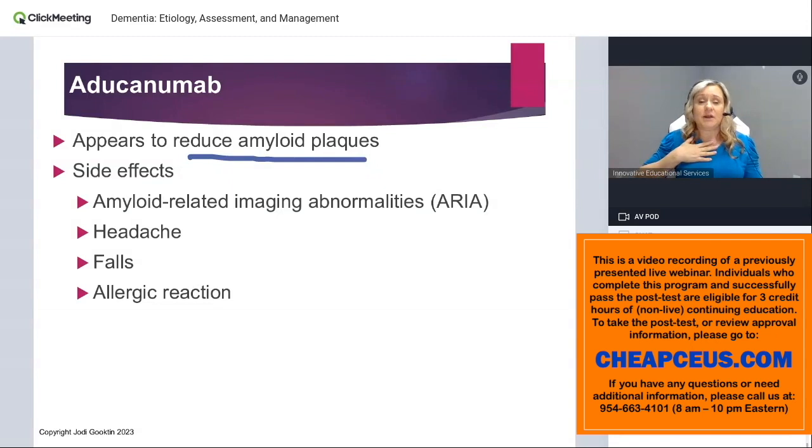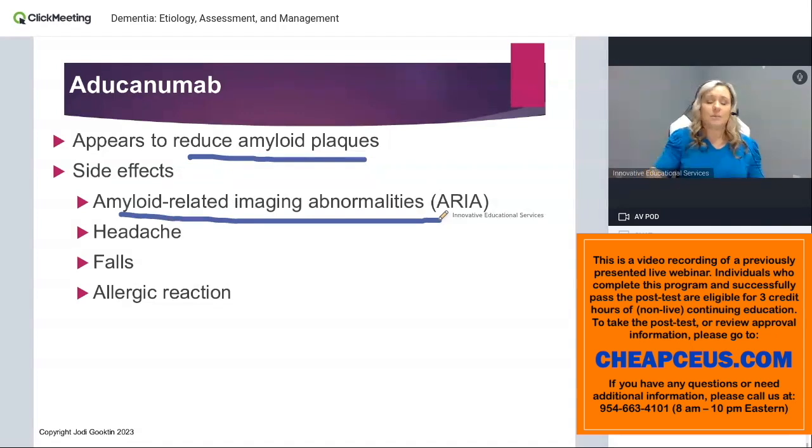What we need to know to monitor our patients for is amyloid related imaging abnormalities. ARIA is what they're calling them. And what they're finding is that in some individuals, this is a monthly infusion that the individual goes for, after the infusion, they're developing brain swelling.